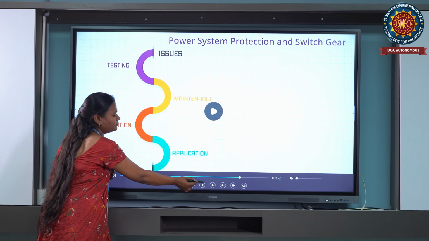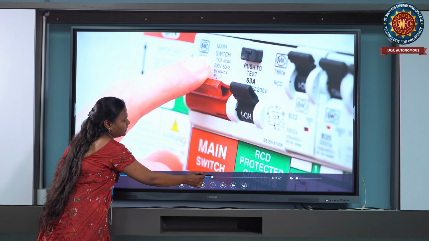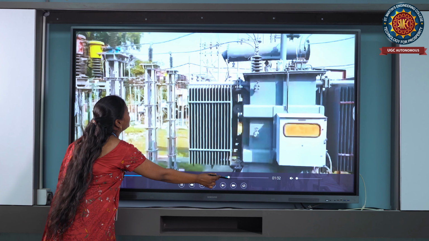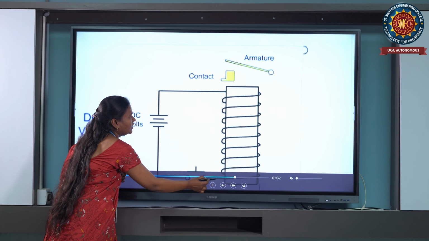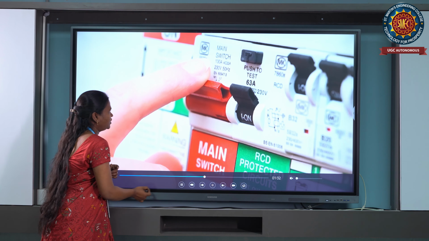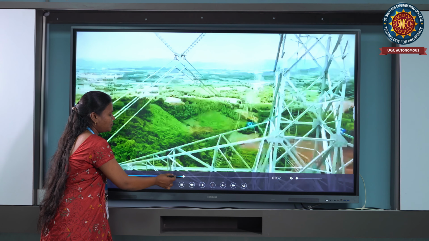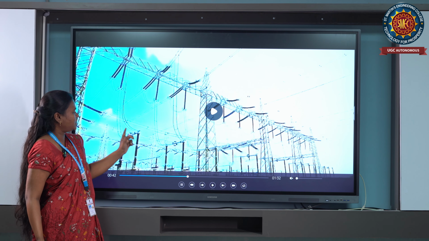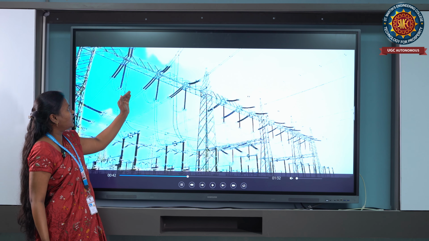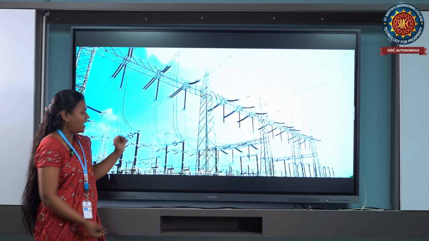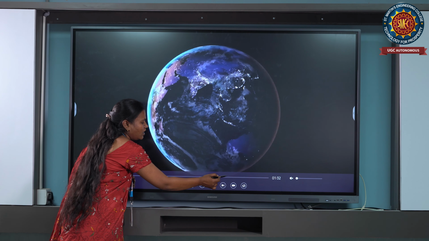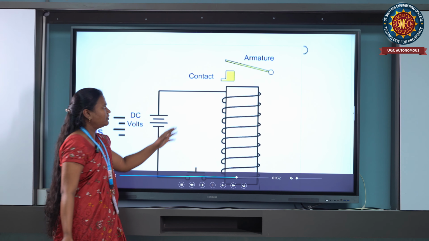Now see here how we are getting the power from the generating station to the transmission, and transmission to the distribution. This is the substation, and in the view of the substation we use the insulators and everything, right? See here how the relay will work. Now this is your relay.